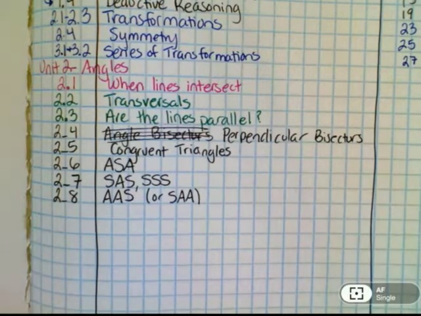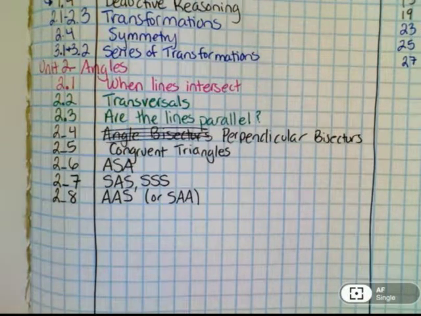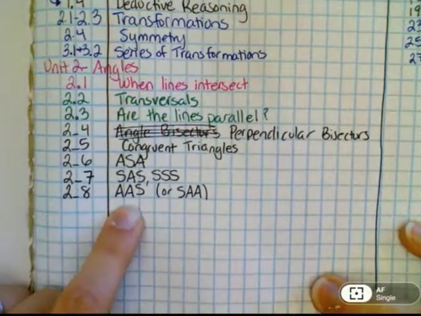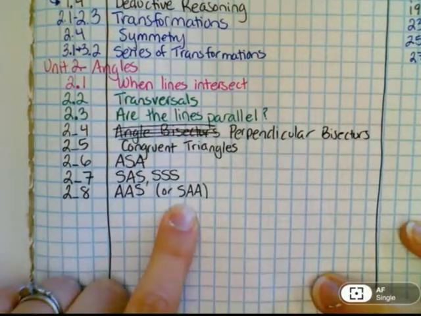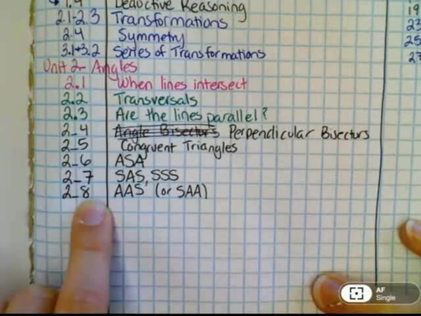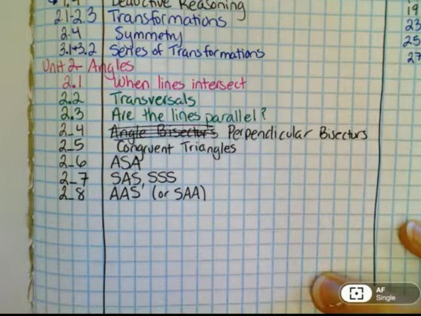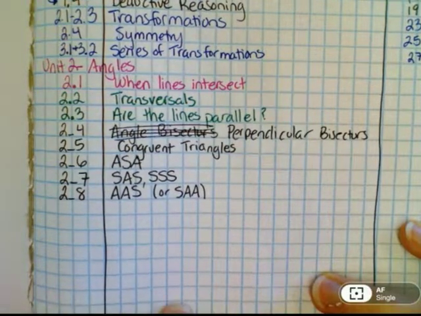Today we are doing our last lesson of Unit 2, Angles and Triangles, and it is Unit 2, Lesson 8, AAS, or you can flip it around, SAA. Be careful, it's not a bad word. 2 A's and an S. And so go ahead and get this down in your table of contents and flip to a new page.